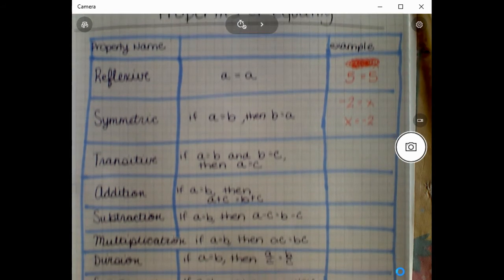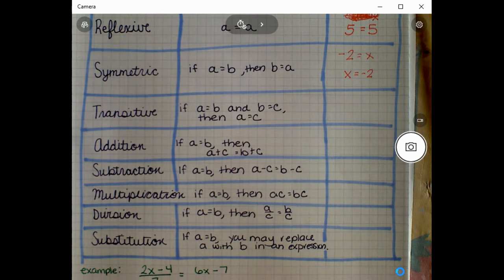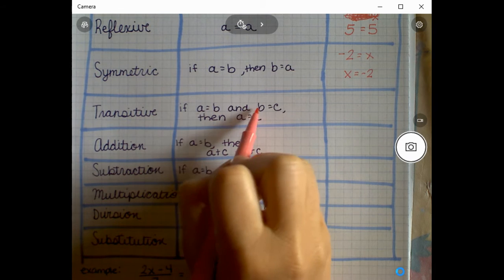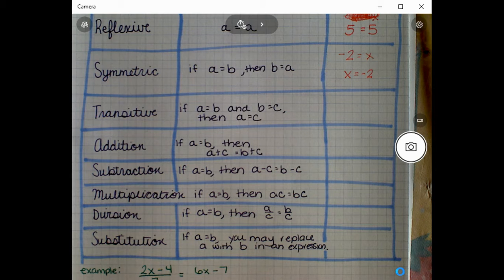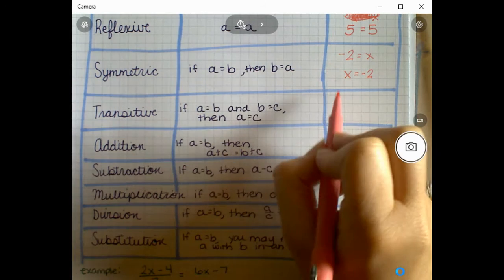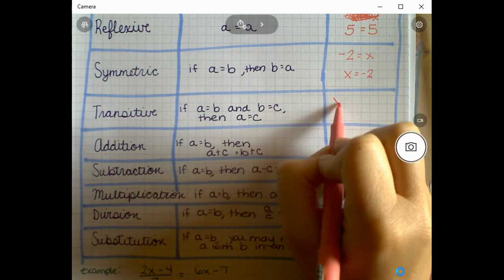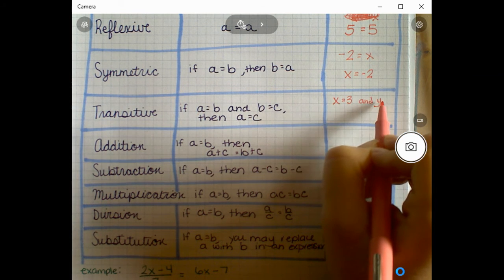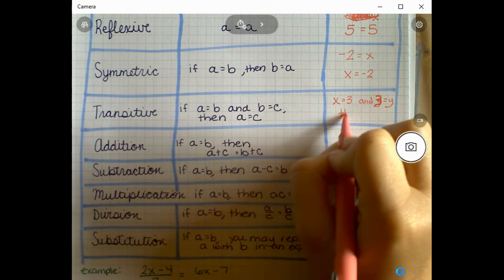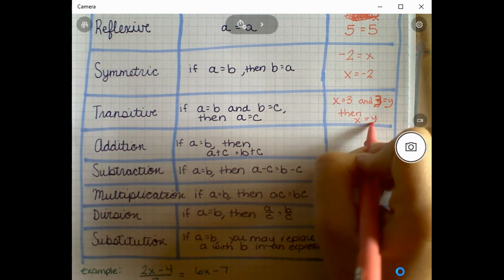All right. The transitive property is kind of like a substitution style property. If A equals B and B equals C, then A equals C. I'm trying to think of a not-math example, but it's not coming to me. So we could have, if x equals 3 and 3 equals y, then x and y have to be equal also.